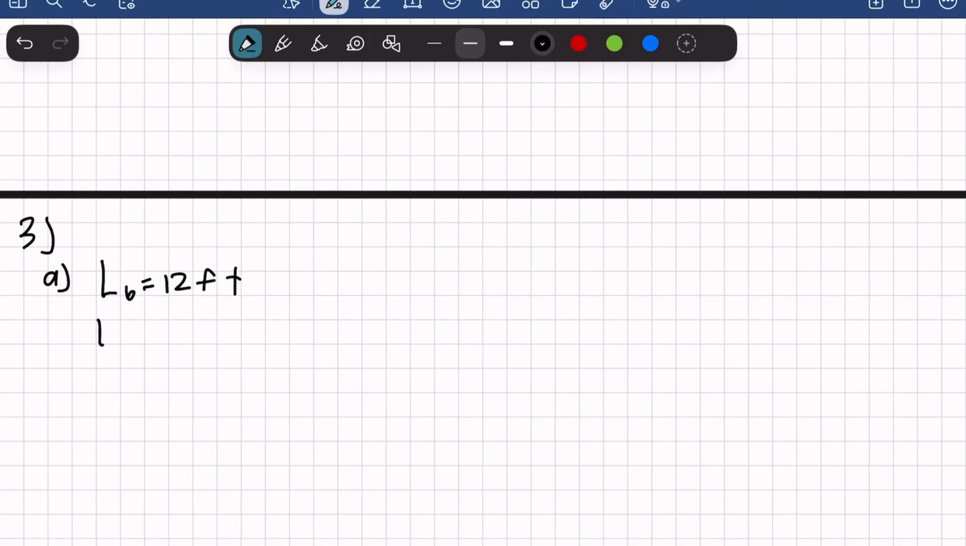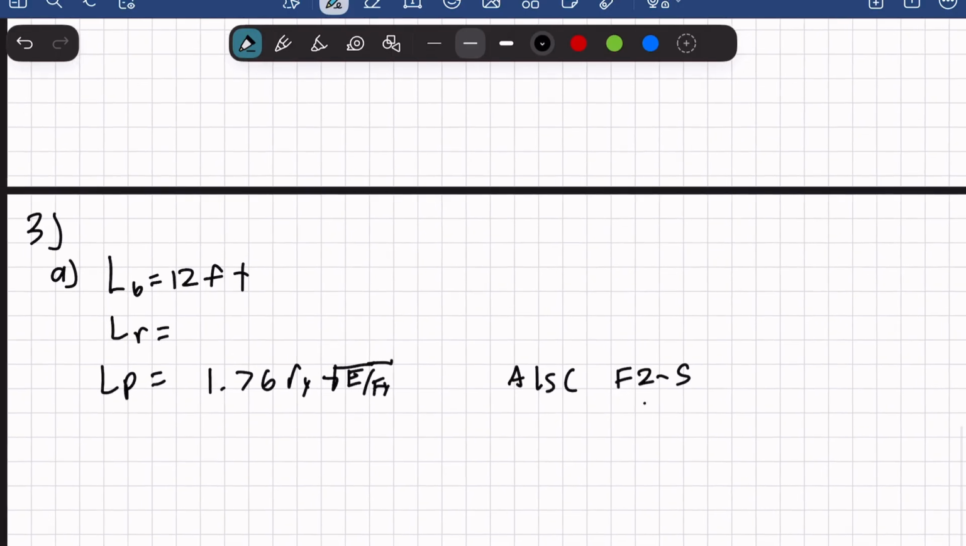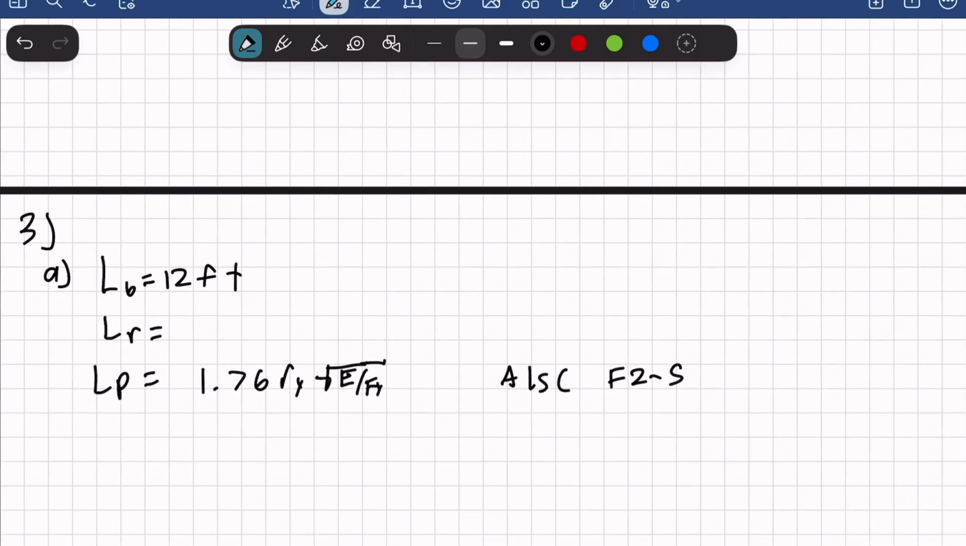So we can calculate LP and LR right here, and that's going to be the same for the beam no matter where you're looking. These equations are kind of miserable, so I'm going to write them out, and then I will tell you where to get the value out of the book. This is LP, and this is AISC F2-5. When I write these, I'm writing equations down. If it's a table, I'll normally write the table. But when I say AISC F2-5, I mean equation F2-5.